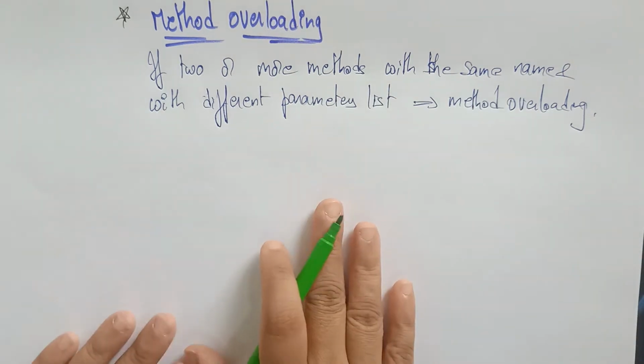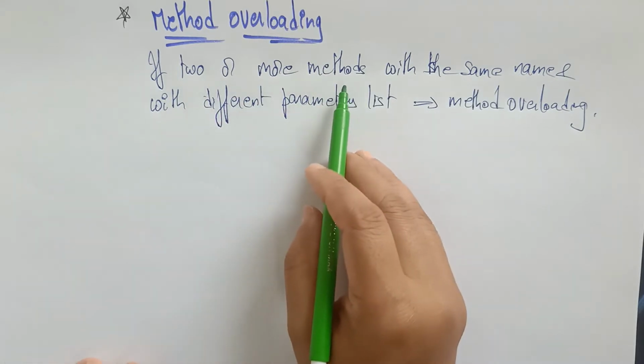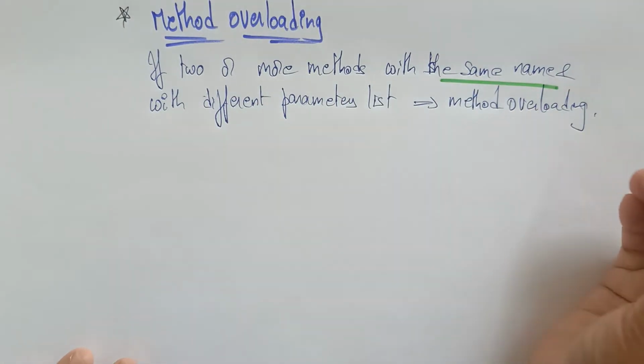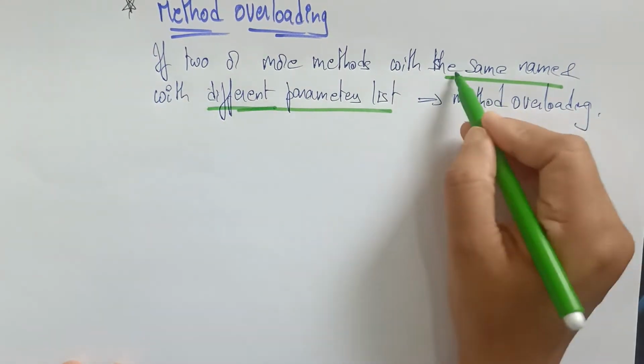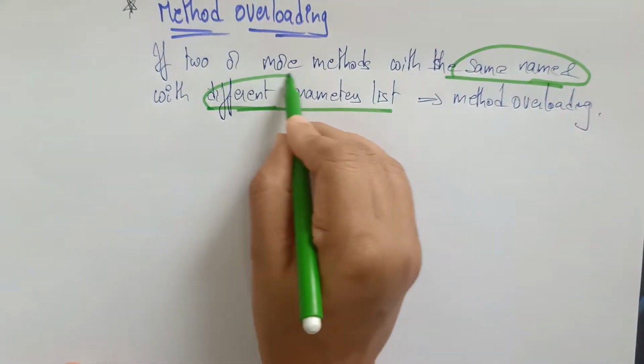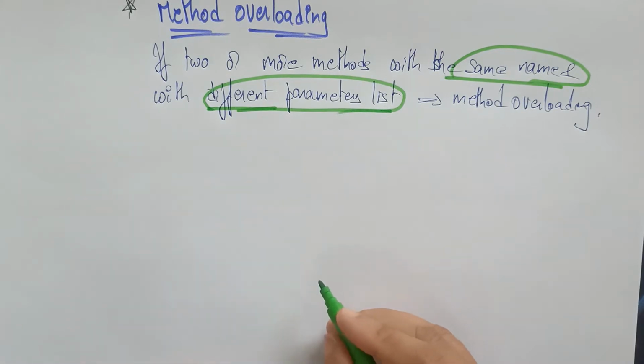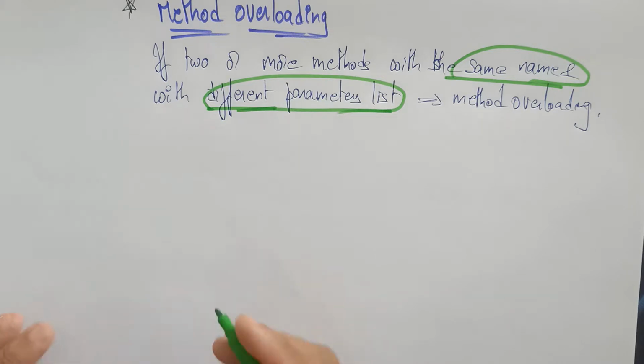So now let's see, if two or more methods have the same name, so the name is the same but the parameter list is different. Name is the same and different parameter list, then that type of method you call it a method overloading. So the parameter list can be different in numbers.